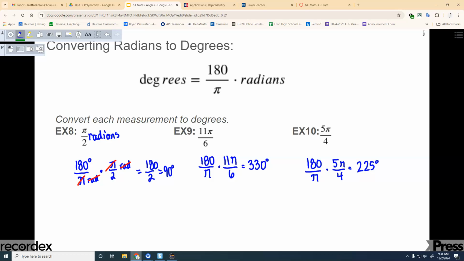Alright, let's look at these. Here, I believe, is what you should get. I did those in my head, so make sure I'm right. Are you guys getting the same thing? For number 9, you should get 330 degrees. You'll do 180 over pi times 11 pi over 6, and you should get 330. For number 10, you'll do 180 over pi times 5 pi over 4, and that'll give you 225. Okay, questions?